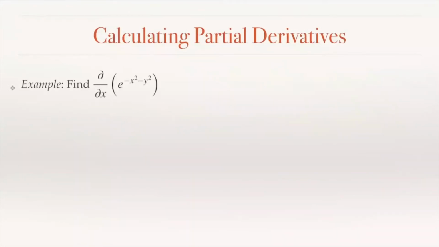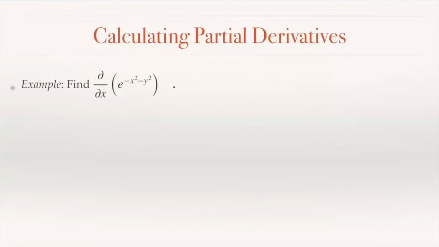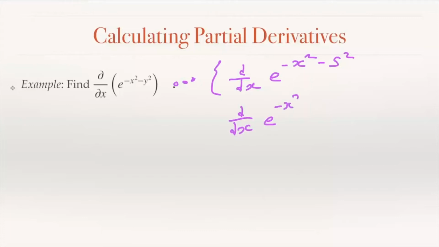Here's another example. Let's find del x of this guy. Okay, so we're imagining that y is a constant. So let's imagine it as being like dx of e to the negative x squared minus 5 squared. How would we take that derivative? Well, we can separate it into 2 parts. That's e to the negative x squared times e to the negative 5 squared.